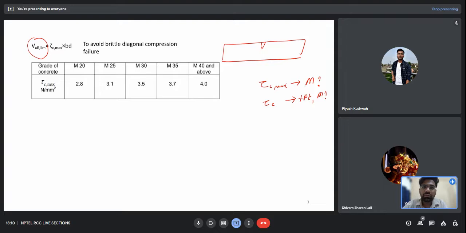Okay, that was a correct answer, but to be more precise, what did I say to you? Tau c max is when a beam has a failure due to diagonal compression. That failure is a sudden brittle failure, and it is irrespective of any amount of steel you provide, whether it is shear reinforcement or tensile reinforcement. Irrespective of any of the reinforcement, the beam has to fail if the shear acting on the beam is greater than the VUR limit. That's why it is not depending upon the area of steel.